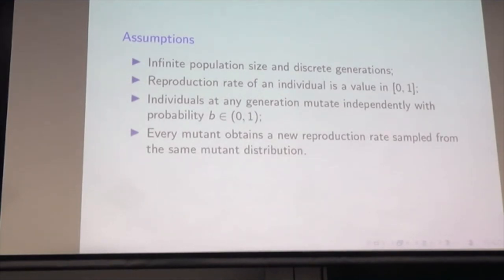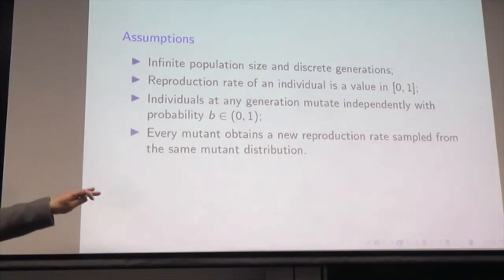The individuals at any generation mutate independently with probability B. This probability B is the same for all individuals. After mutation, the mutant obtains a new reproduction rate sampled from the same mutant distribution. The mutation is random: when it arrives at an individual, you don't know the outcome, whether it's bad or good. So we assume the mutant has a random reproduction rate, determined by a law that is the same for all the mutants. I hope it makes sense.